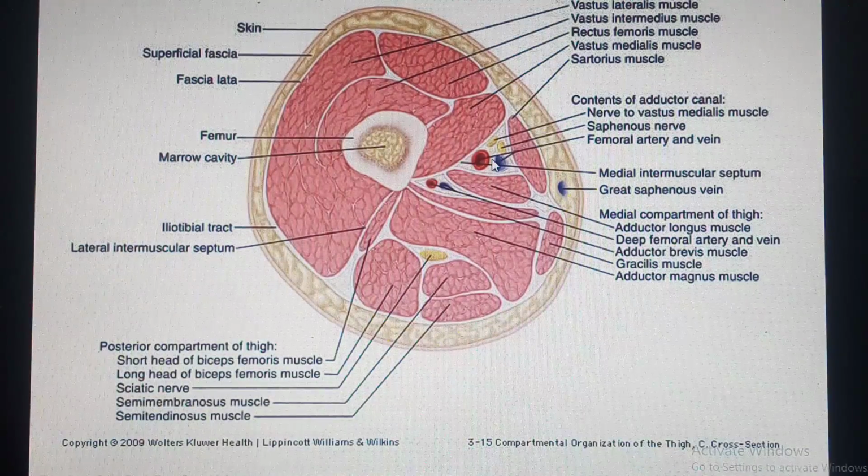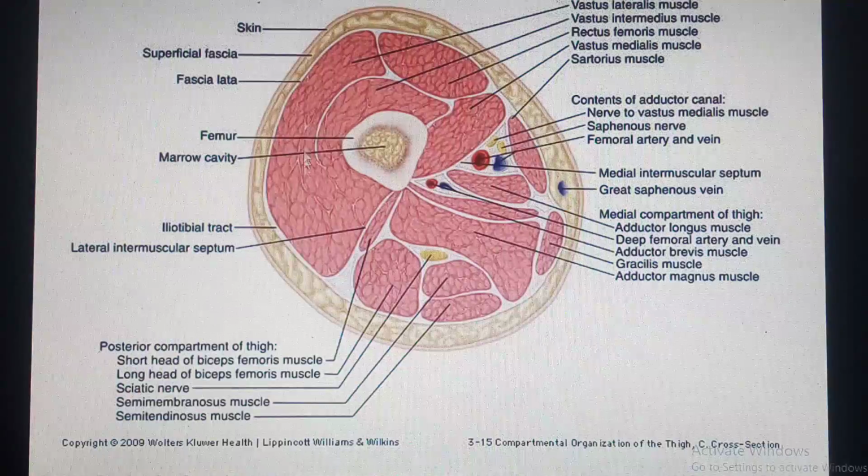So the artery is more lateral and the vein is more medial. It tells you that as you move this way, you are going to the lateral aspect, but as you come this way, you are going to the medial aspect. So this is the medial portion of the femur, and this is the lateral portion of the femur. Once we've established this, we are clear to go.